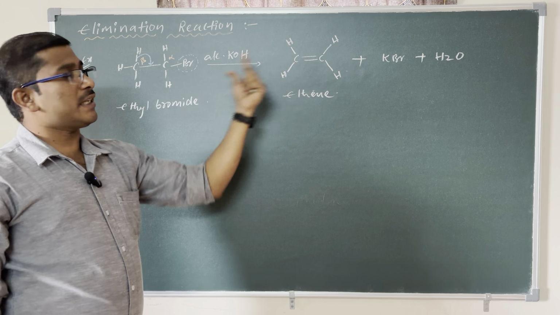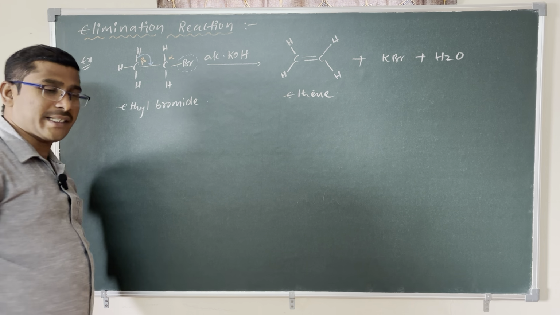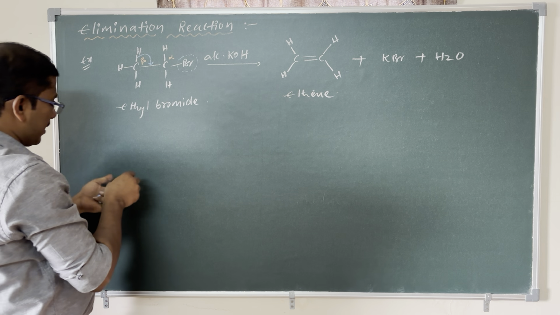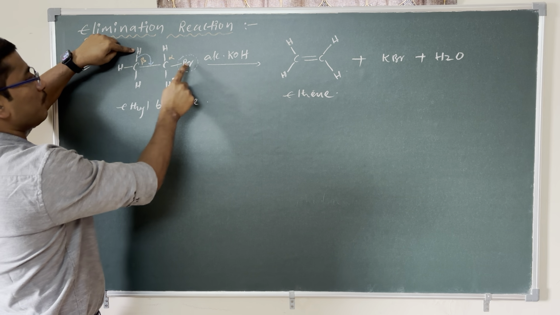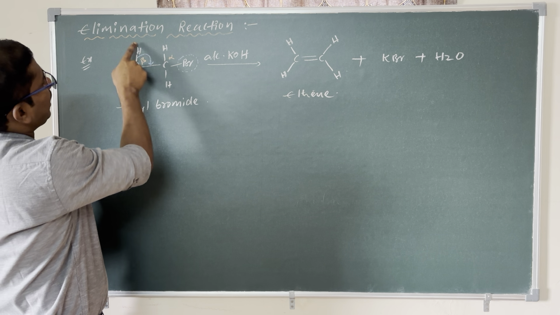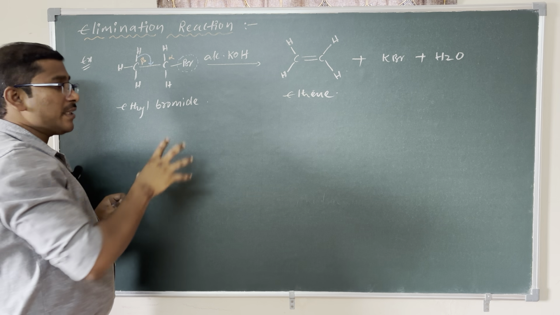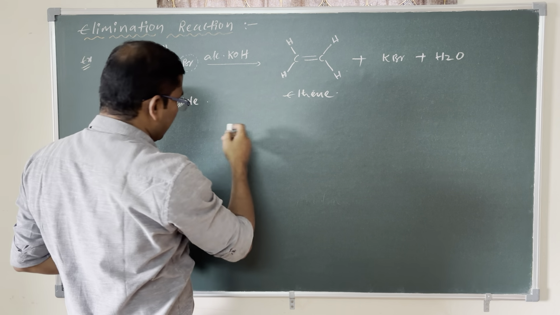So this is the total reaction of how it happens in the case of bromoethane. See here, the hydrogen atom will be eliminated from the beta carbon atom and the bromine will be eliminated from the alpha carbon atom. So here the beta hydrogen plays an important role. That's why this reaction is also known as a beta elimination reaction.